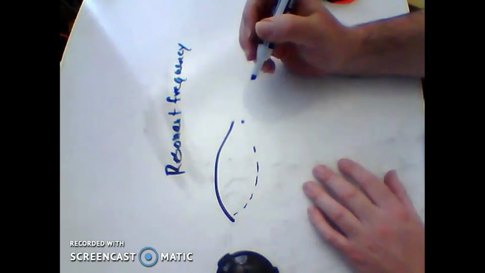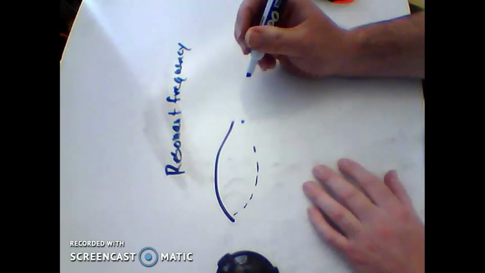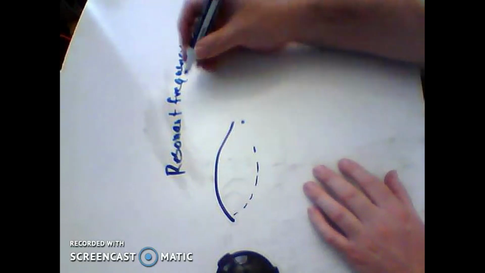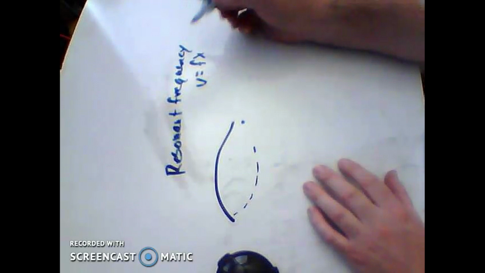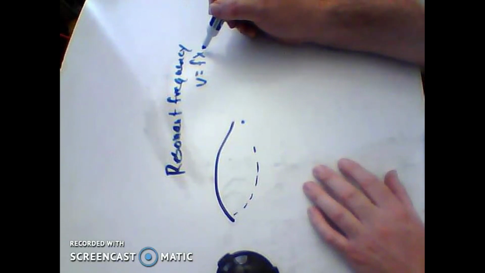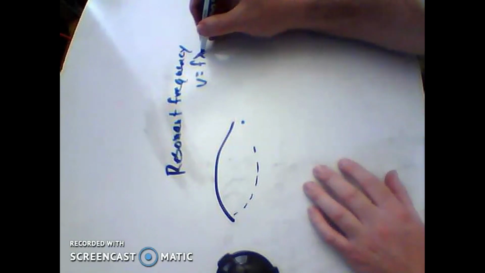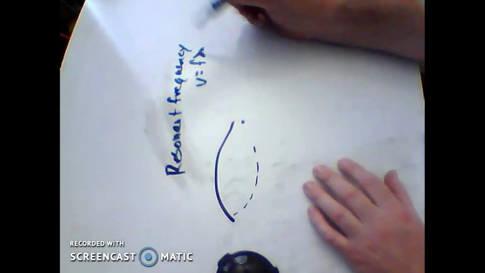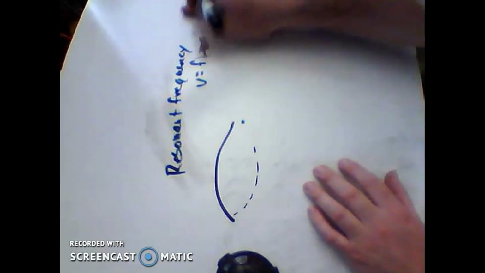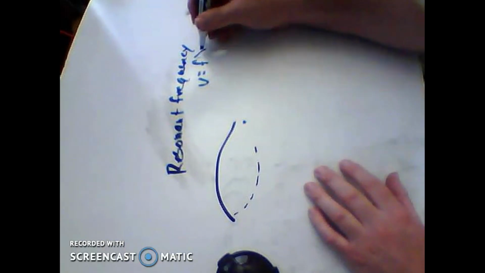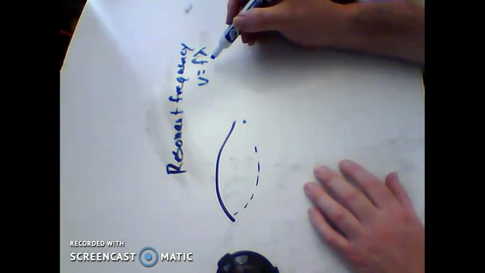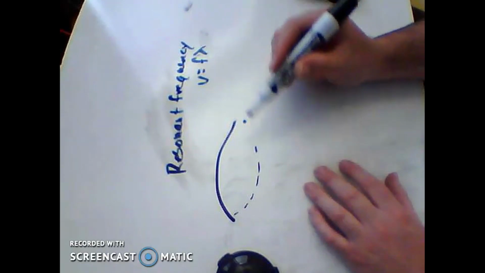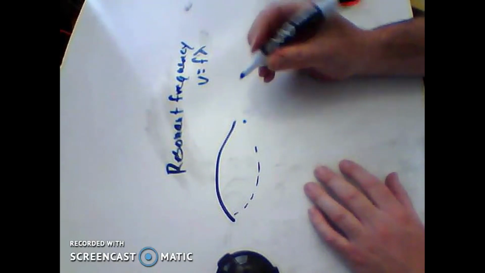The question you might be asking is, can we calculate the wavelength? Because we know v equals f lambda. So if I can find the wavelength, lambda, and if I know how fast the wave is going, then I can predict what frequency would produce this wave. So we start by finding the wavelength.